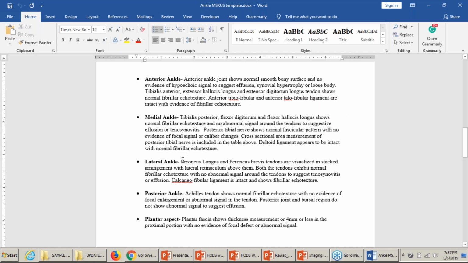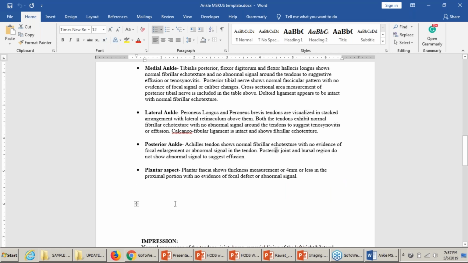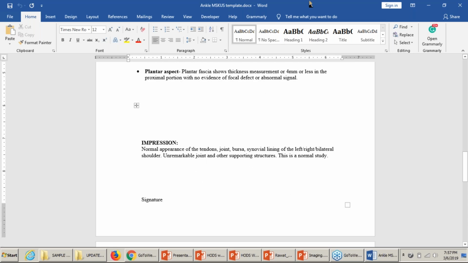On the lateral side, we have peroneus longus and peroneus brevis tendons, and calcaneofibular ligament. Posterior aspect, Achilles tendon, bursal region, and posterior joint. Then moving to the plantar aspect, plantar fascia, and then you can add, if you're doing midfoot or you're doing digits, MTP regions, that can be added under the findings here. Then we summarize that. So that's all 6 joint regions: shoulder, elbow, wrist and hand, hip, knee, and ankle and foot.